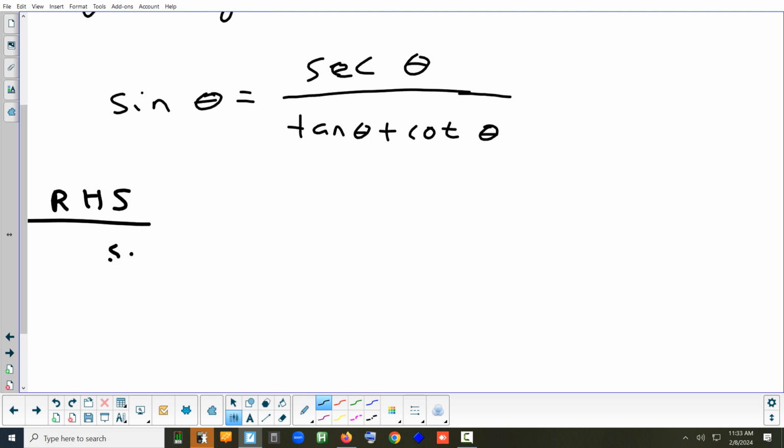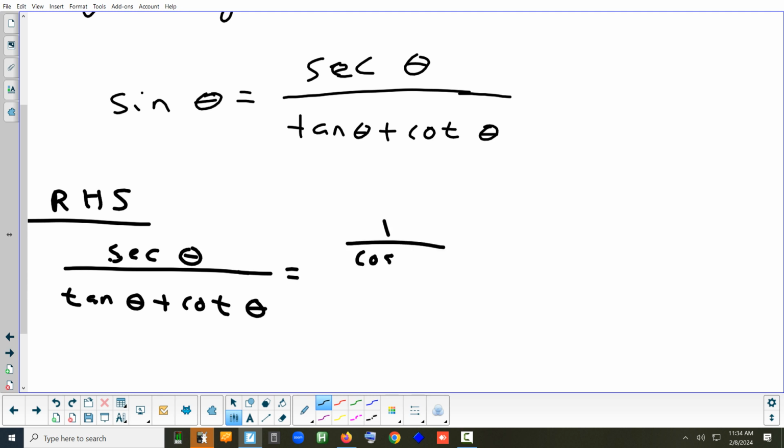So let me copy it down. Secant over tangent plus cotangent. Okay. So I have ideas of what we could try. What do you think? Let's start by converting all of them into the sine over cosine or 1 over sine or cosine and whatnot. So the top is going to be 1 over cosine, sine over cosine, cosine over sine.